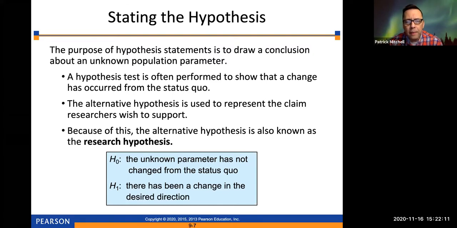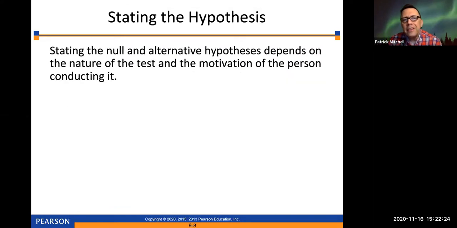So again, the null hypothesis would be that the unknown parameter has not changed from the status quo. The alternative would be that there has been a change in some direction, all right? Stating the null and alternative hypothesis depends on the nature of the test and the motivation of the person conducting it.